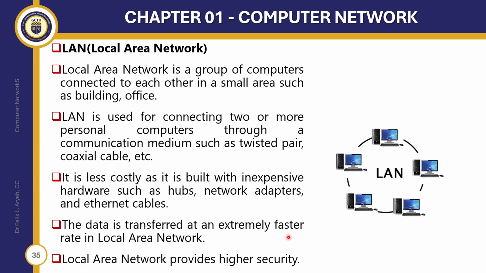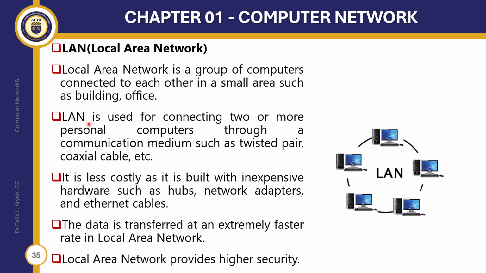The LAN itself, so you can see this is a local area network. So in one room, if we have 10 computers and we connect all of them to a switch, we have a local area network. We've set up a local area network. If there is no internet in it, it becomes a local area network. So a local area network is a group of computers connected to each other in a small area, such as a building or an office.